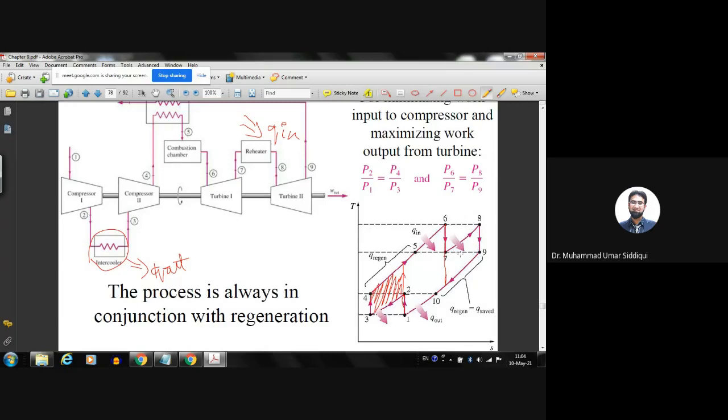So in practical, what we did is that we added this area in our work net by reheating. Suppose there was no reheating, then this area would not be there and our process would look like this. But because of the intercooling and because of the reheating, our work net is actually significantly increased because we have added this area as well as this area in our cycle. So our actual cycle would look like this.